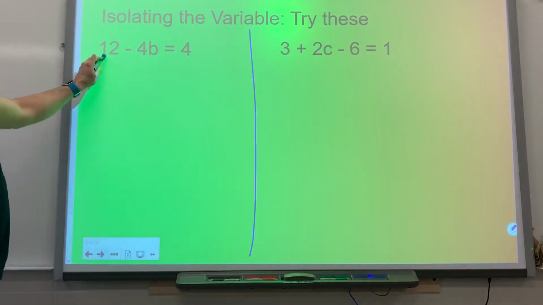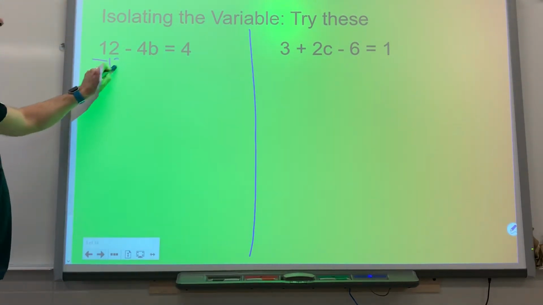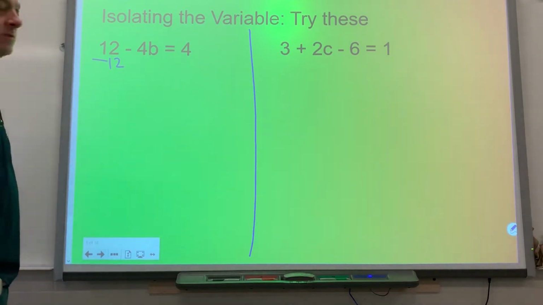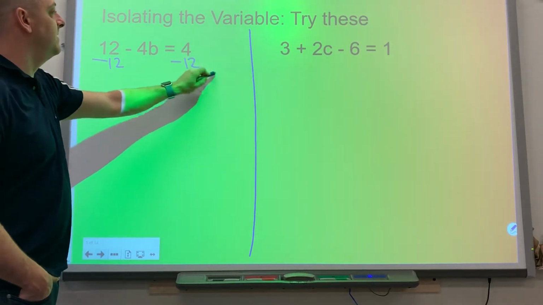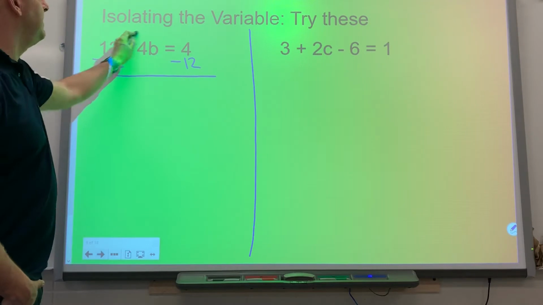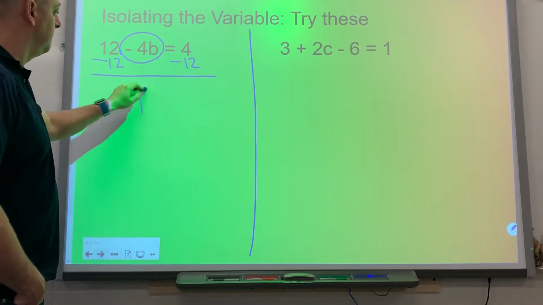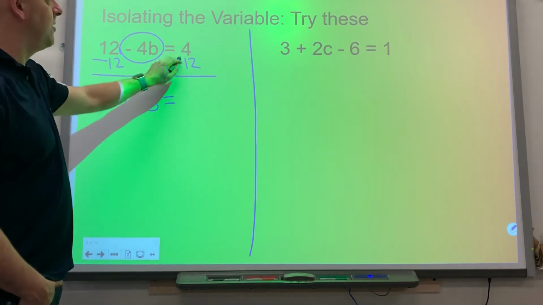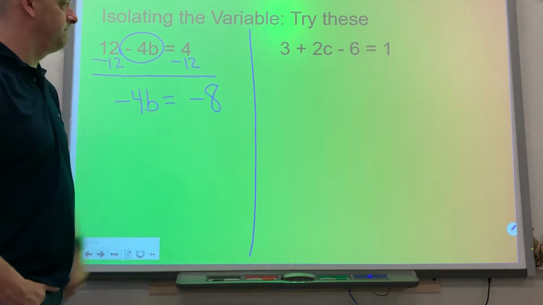First of all, this is 12 minus 4b. The opposite function would be to subtract 12 because this is a positive 12. So we will subtract 12 on this side as well. That leaves us with negative 4b equals, and 4 minus 12 is negative 8.